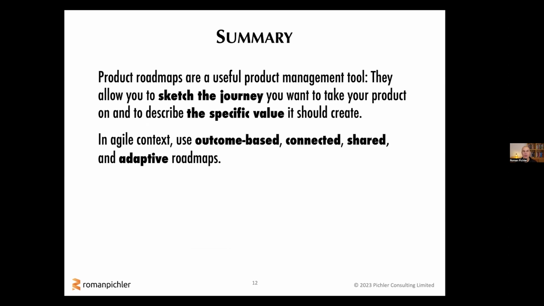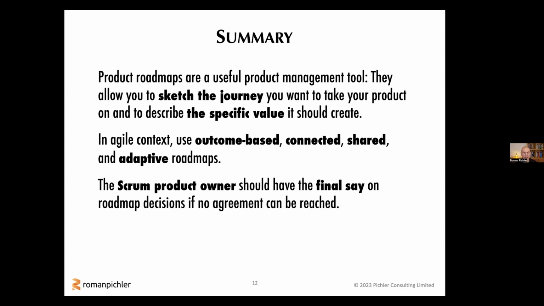However, in an Agile Scrum-based context, I strongly recommend that you use product roadmaps that are outcome-based, connected, shared, and adaptive, and that you refrain from using traditional feature-based roadmaps. And then finally, as I said, the Scrum product owner should be empowered, should have the final say on roadmap decisions if no agreement can be reached. That's necessary to allow us to progress the product and move forward.